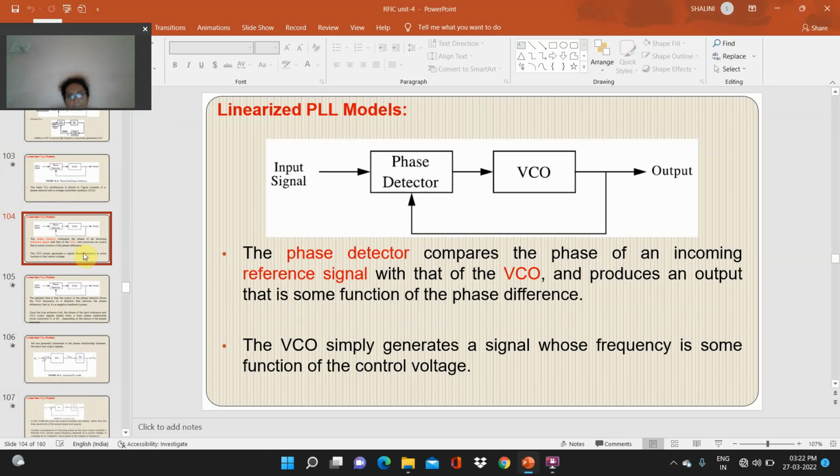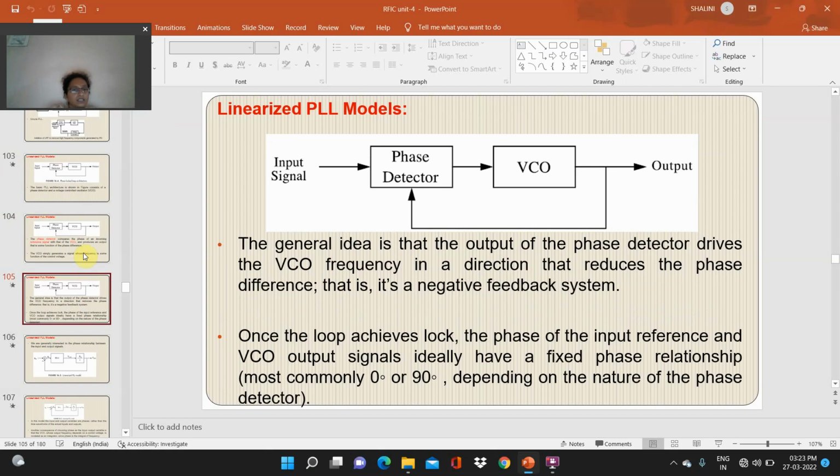The phase detector compares the phase of an incoming reference signal with that of the VCO and produces an output that is some function of the phase difference. The VCO simply generates a signal whose frequency is some function of the control voltage. The general idea is that the output of the phase detector drives the VCO frequency in a direction that reduces the phase difference. That is, it's a negative feedback system.